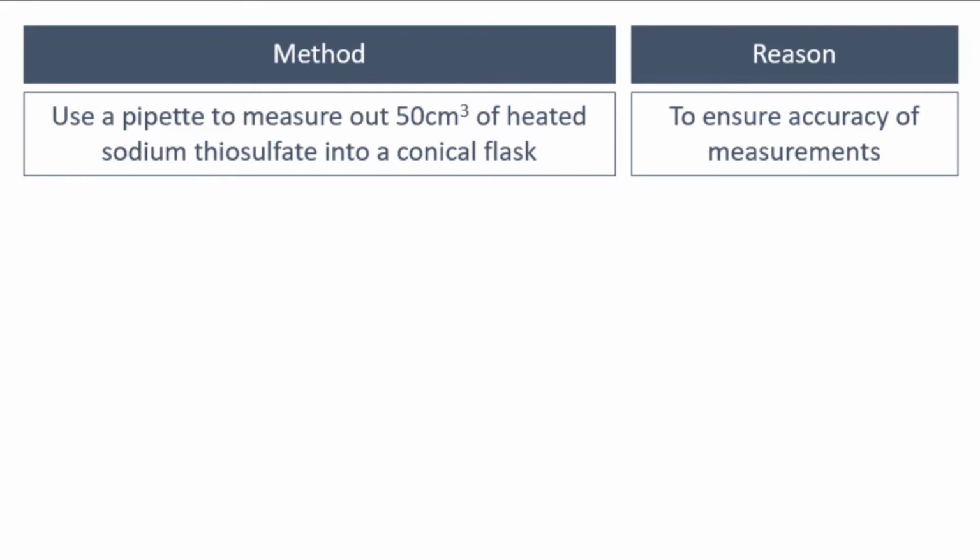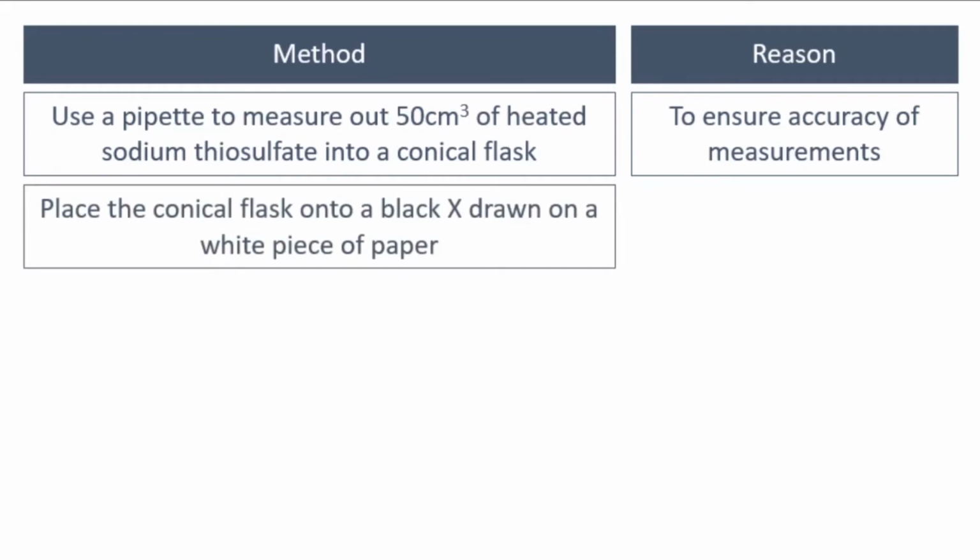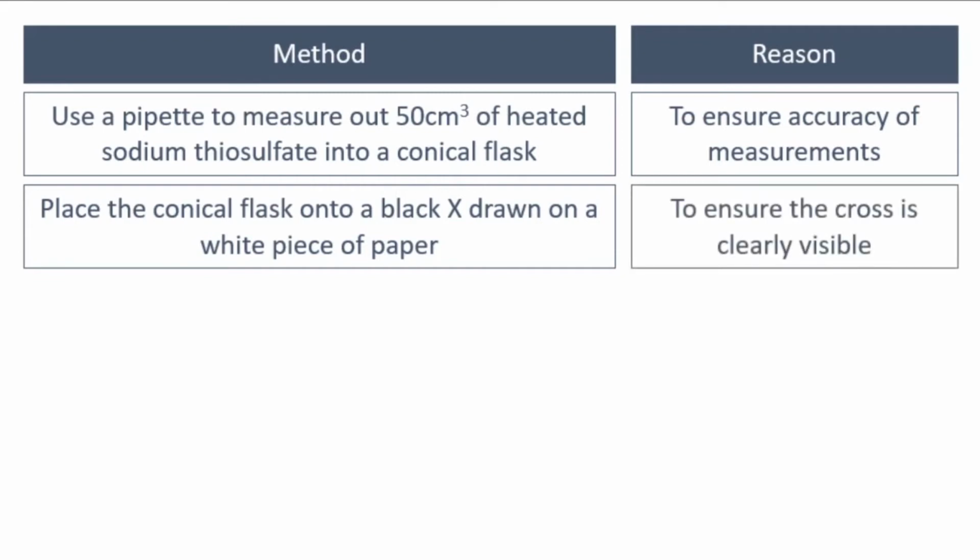So once I've measured out the sodium thiosulfate, I'm going to place the conical flask onto a black X drawn on a white piece of paper. So what's the reason? Why am I putting it onto a black X drawn on a white piece of paper? Excellent. All about visibility. We want to make it as clear as possible to see that X. So the white background with the black cross ensures that the cross is clearly visible.